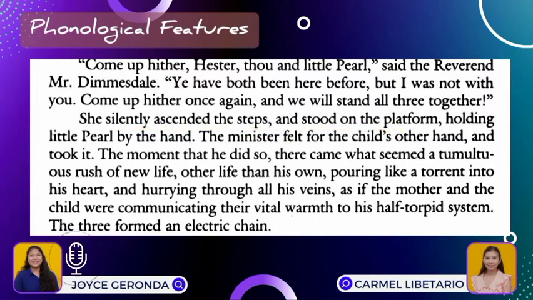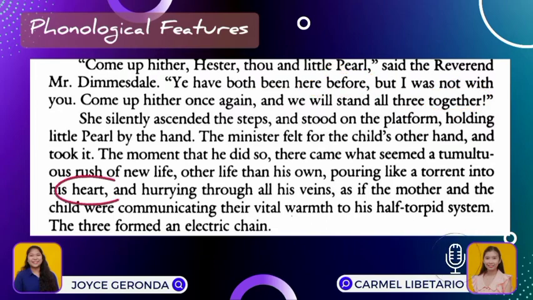How about rhyme? Yes, of course. We can't just forget about rhyme, right? Although this is a novel, this text still contains rhyme within its sentences and paragraphs. For example, "hither" and "Hester," "little" and "Pearl" in sentence 1. Then in the sentences, "ye have both been here before" and "we will stand all three together." Before and together rhyme, although it is imperfect.